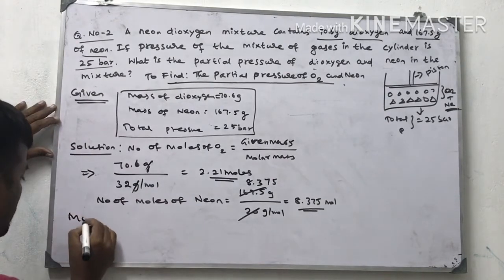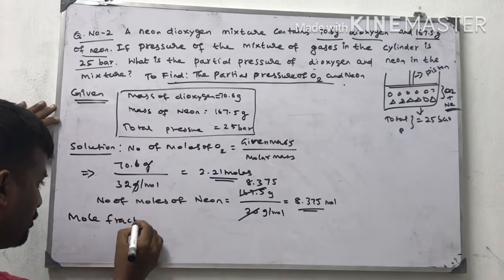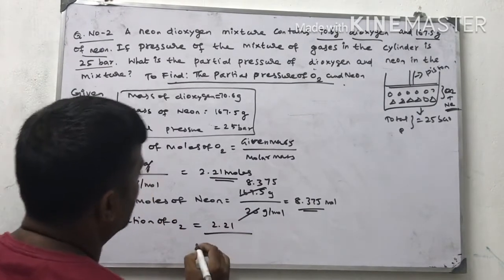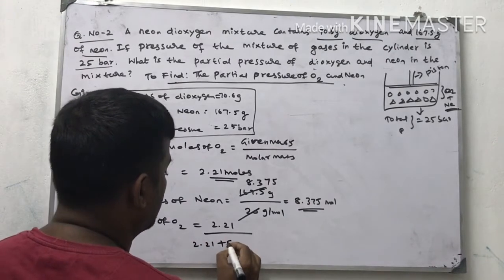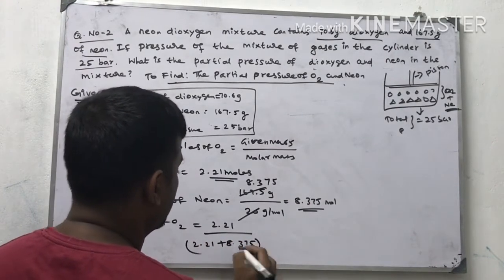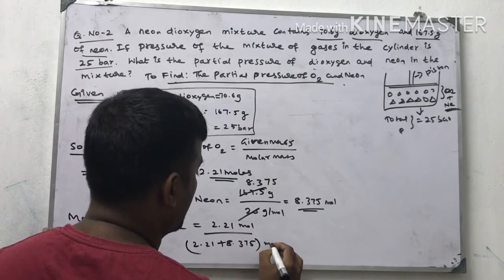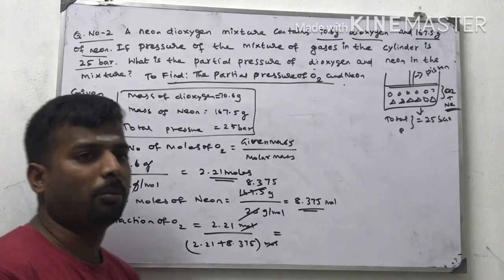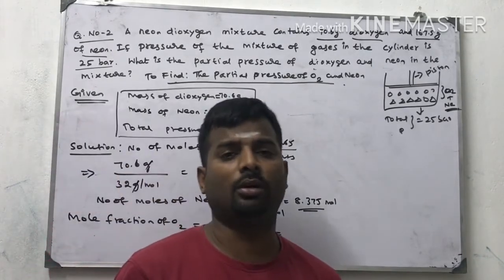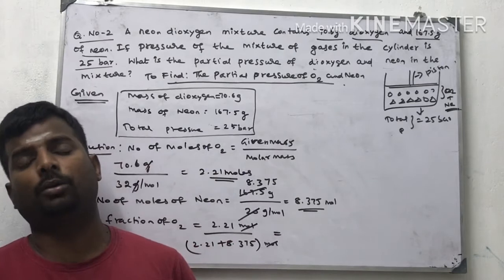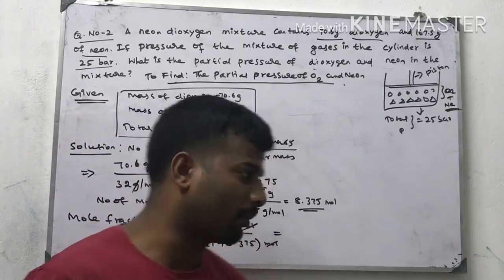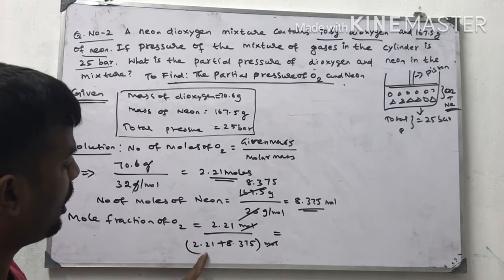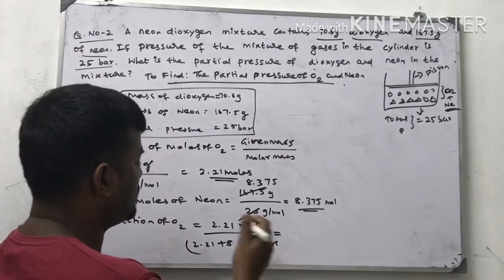Next, mole fraction of O2 is equal to 2.21 divided by 2.21 plus 8.375 moles. Mole gets cancelled. Mole fraction of a solution is equal to number of moles of solute divided by total number of moles in the solution. This is the formula. Here the solute is oxygen, the solution containing oxygen and neon. Therefore, these are the values.